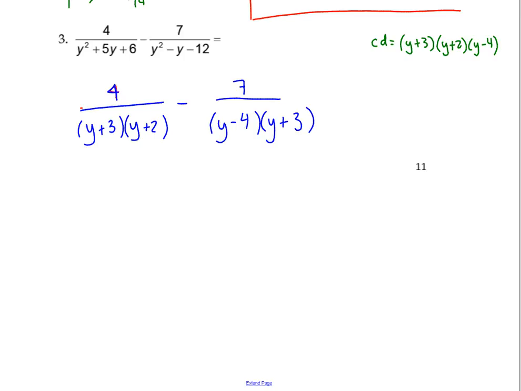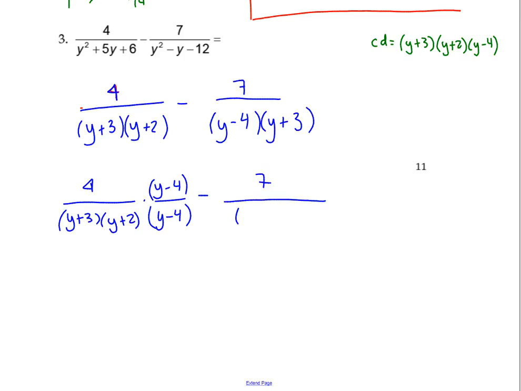So what are we multiplying the top and bottom of the first fraction by? Y minus 4. So we're going 4 over y plus 3, y plus 2. And why can we multiply top and bottom by y minus 4? Because what's that equivalent to? Y minus 4 over y minus 4. It's just 1. It's equivalent to multiplying by 1. Good. What's the second fraction missing? Y plus 2.